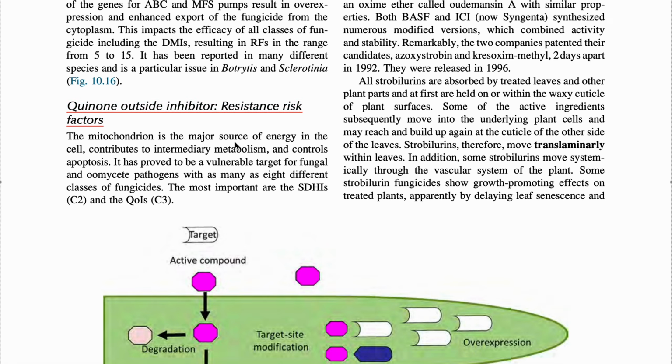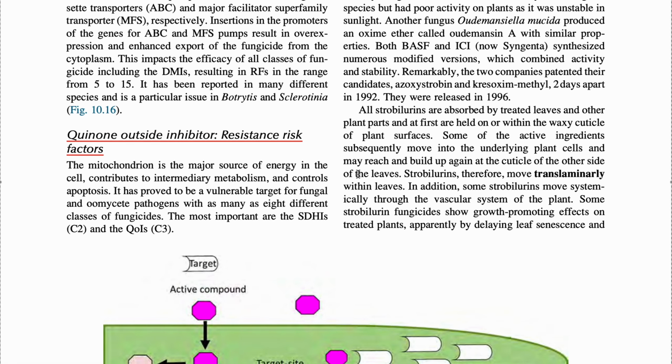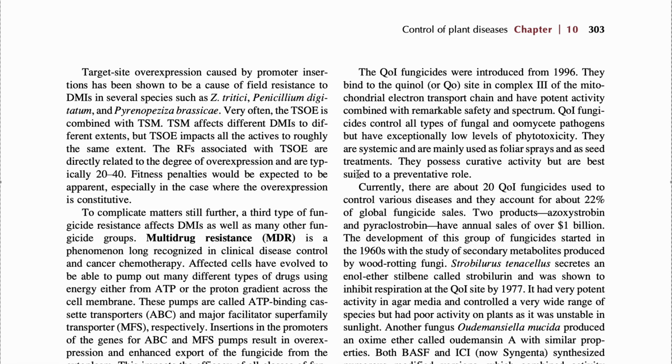The mitochondrion is the major source of energy in the cell, contributes to intermediary metabolism and controls apoptosis. It has proved to be a vulnerable target for fungal and oomycete pathogens, with as many as 8 different classes of fungicides. The most important are SDHI and QOI, meaning the quinone outside inhibitors.